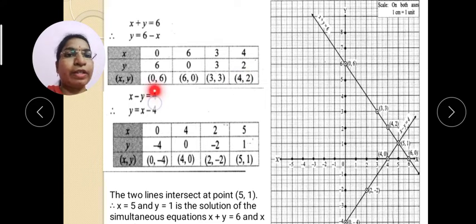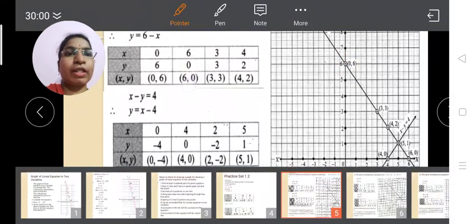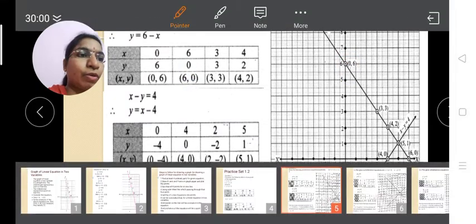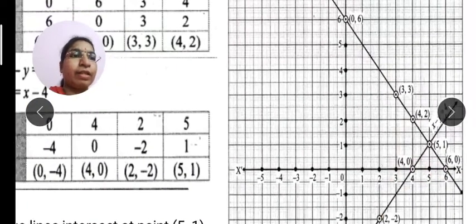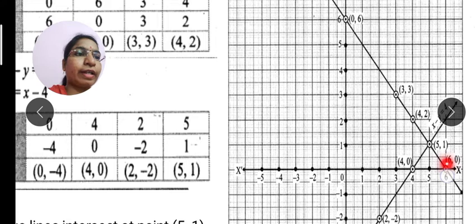So the first point is 0, 6. What is this 0, 6? These are the coordinates of your point. 0 is your x coordinate and 6 is your y coordinate. Okay. So 0, 6 is your first point. Now the second is 6, 0. So 6, 0 is your second point here.